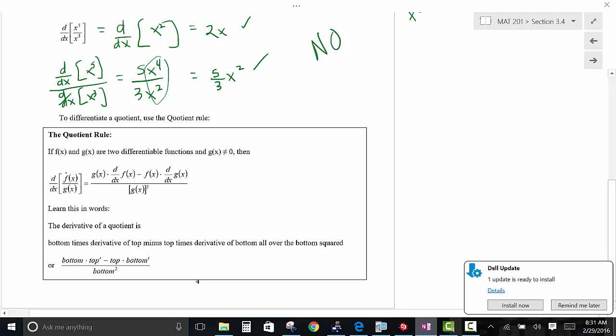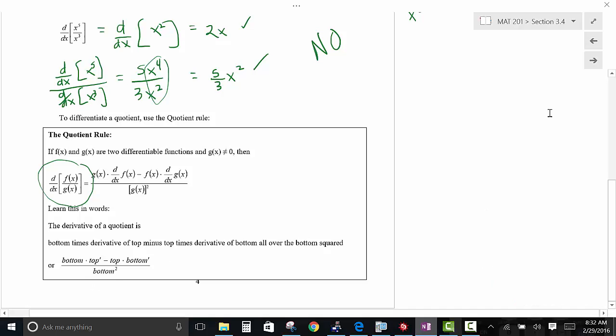You actually prove this by putting it in the limit formula, the limit of f of x plus h minus f of x over h, and this is what pops out. So learn it in words: bottom times derivative of top minus top times derivative of bottom, over the bottom squared. That's how the quotient rule works. Anytime you have a function that is a fraction, that's the way you differentiate it. We'll work a little bit with this on the next page.